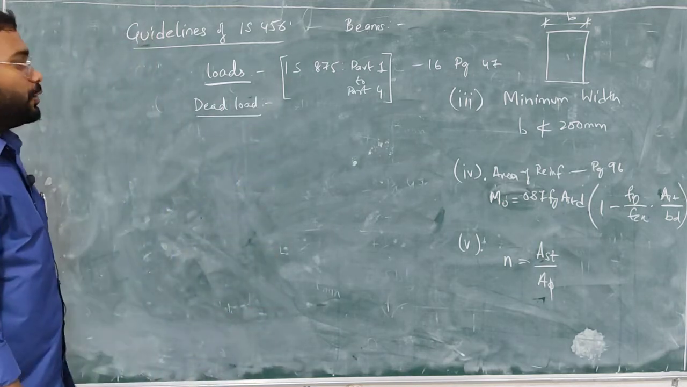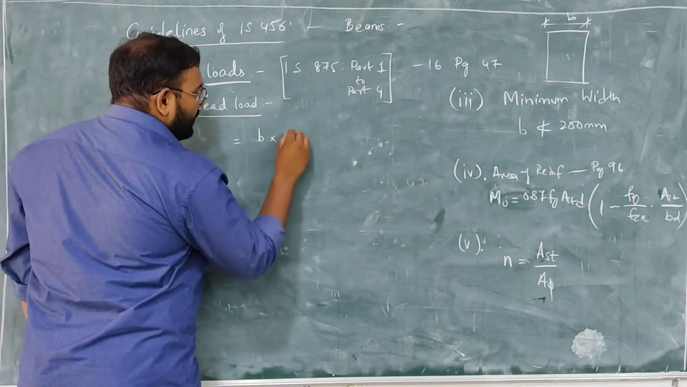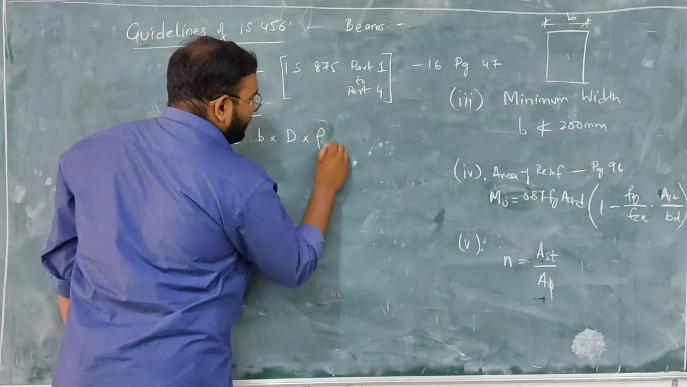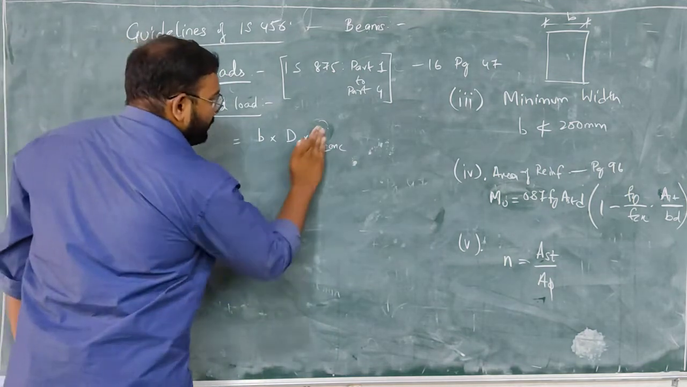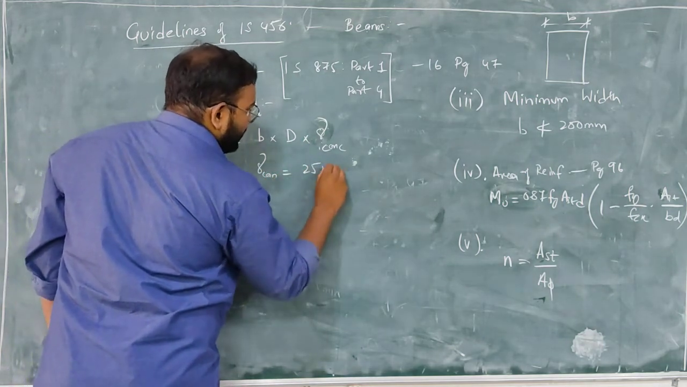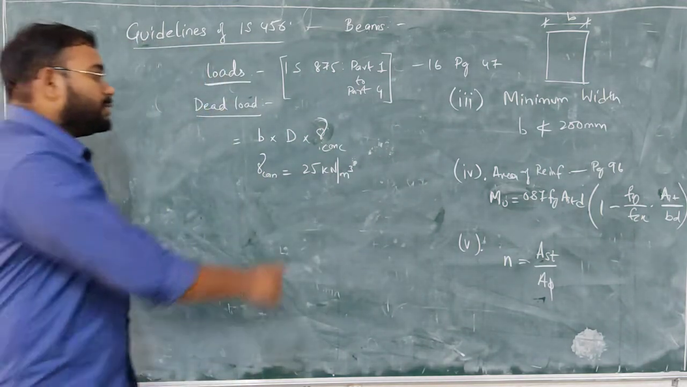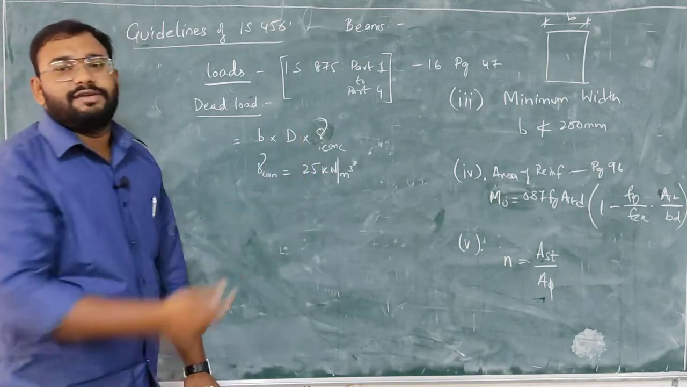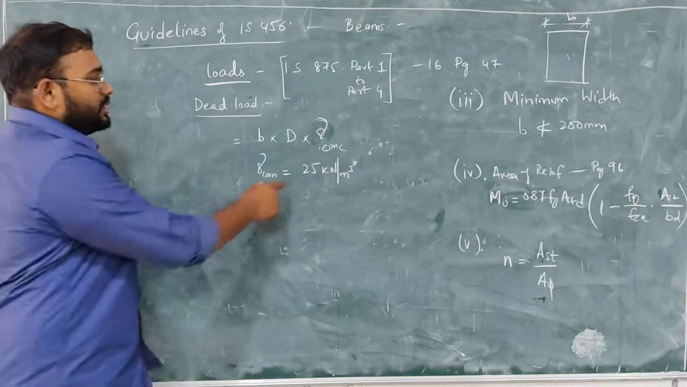How to calculate dead load? Dead load is generally calculated by using this formula: b multiplied by D multiplied by the density of concrete. We'll write it as unit weight. This unit weight of concrete is given as 25 kilonewton per meter cube. Some books use 24.8 or 24. Generally we'll assume 25, which is a higher value and will give us more load.